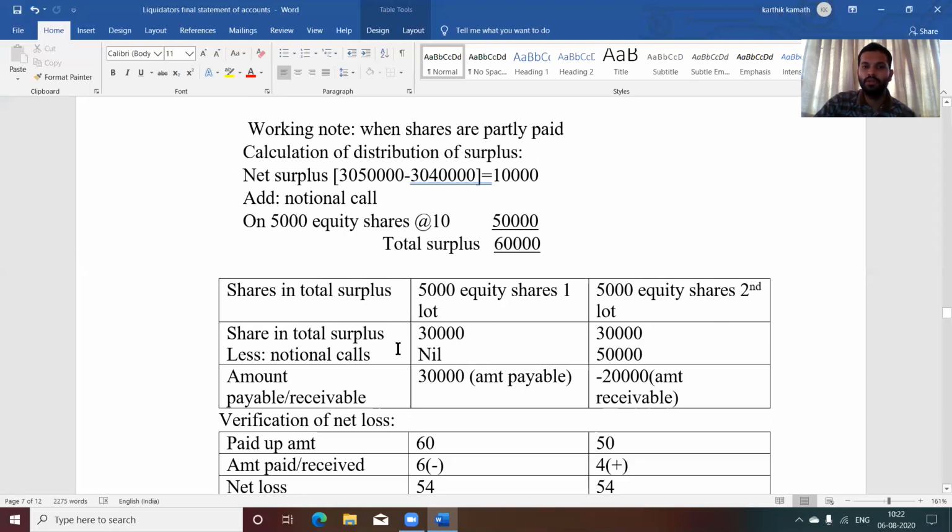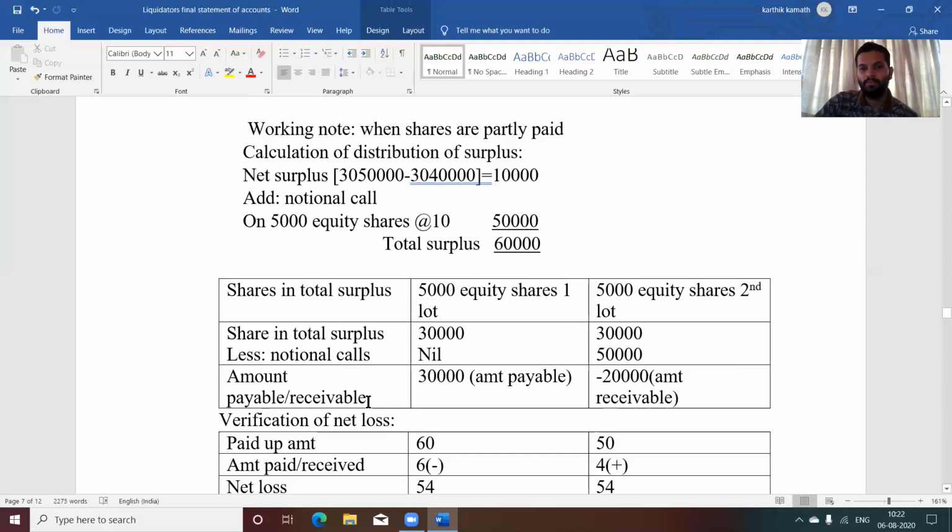Less notional call. For the first class of equity share, it is nil. Why is it nil? Because it is taken as a base. Here the paid up value is 60 and it is the highest paid up value, so it is taken as a base, so it is nil. But for the second shareholder, we have already calculated the notional call while calculating the distribution of surplus, that is 50,000. So less that amount. Now you will finally get the amount payable or amount receivable.